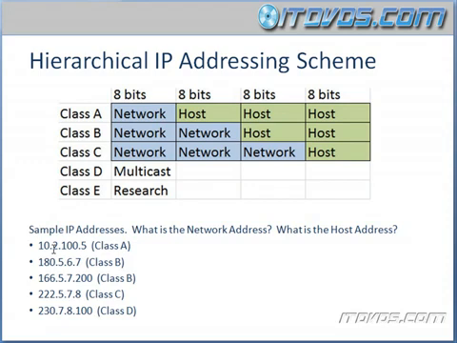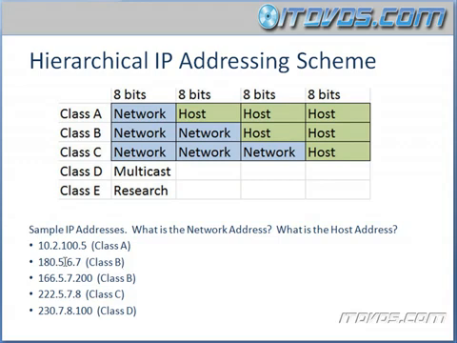So let's take this Class A address here. We can see that the first 8 bits are going to be our network address. So that's a 10. And then the rest, the 2.100.5, is going to be our host, our node address. For our Class B addresses, we can see the first 2 octets are our network address, and then the next 2 octets are going to be our host address. And for Class C, the first 3 octets are our network address, and then the last one is the host address.